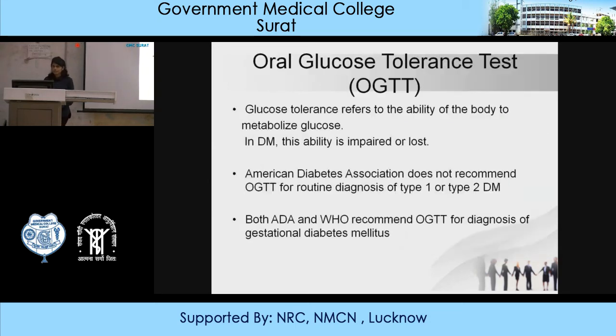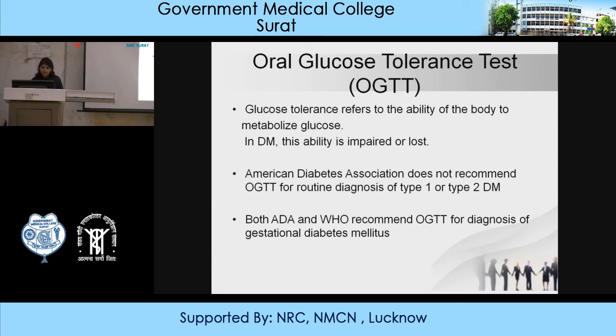Okay. Till here we are covering estimation of blood glucose. Now let's move forward to oral glucose tolerance test, that is also known as OGTT. So glucose tolerance refers to the ability of the body to metabolize glucose. In diabetes mellitus, this ability is impaired or lost, of course due to deficient insulin.